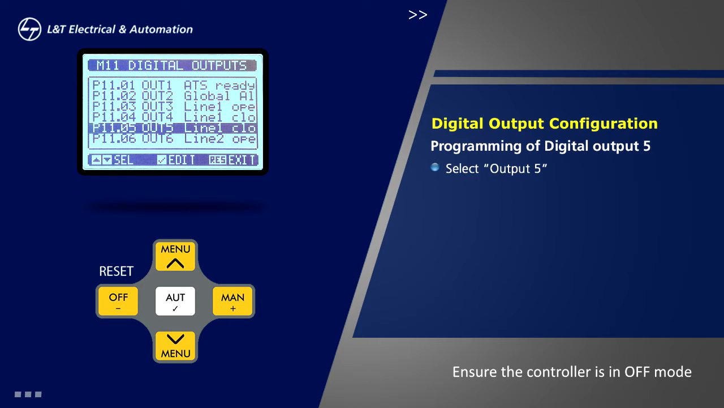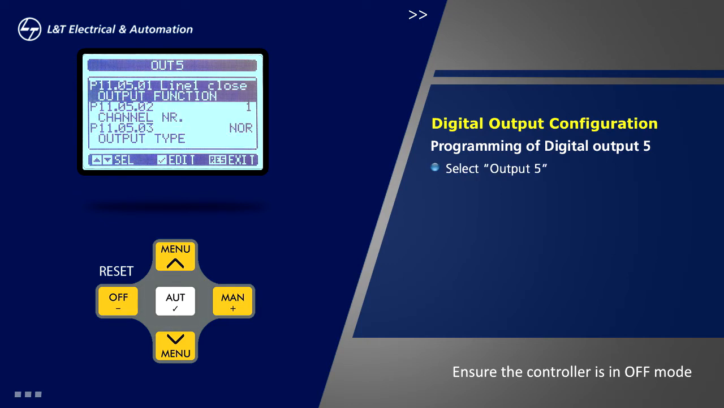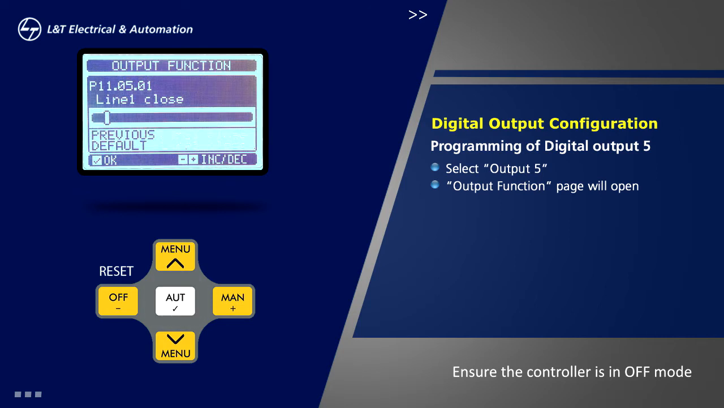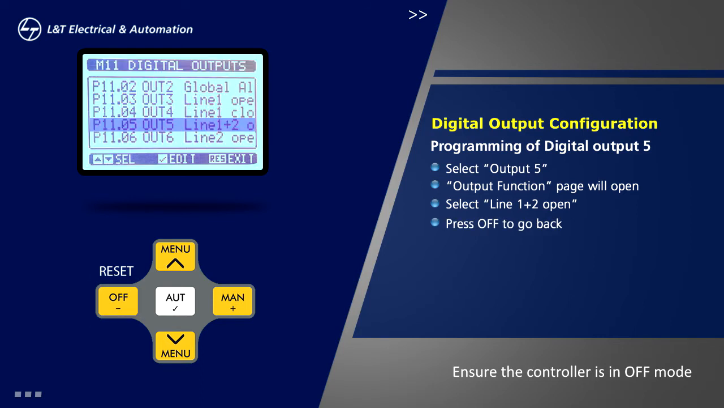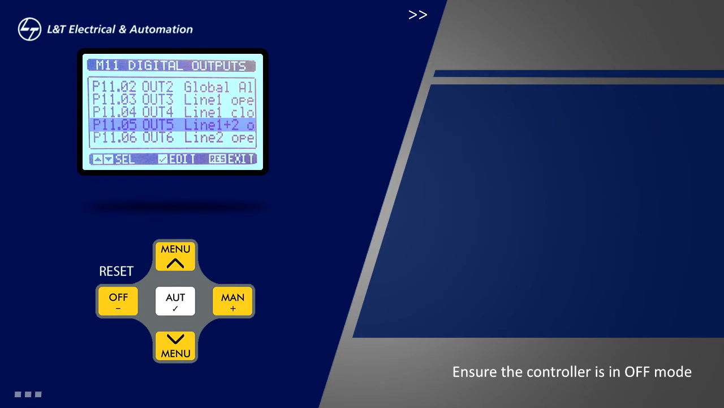Select output 5 on the digital output page and press OK. Now the output function page will open. Press OK to go to options. Select the option line 1 plus 2 open and press OK. Press off to go back to the previous menu. Thus, output 5 is programmed for the off position.